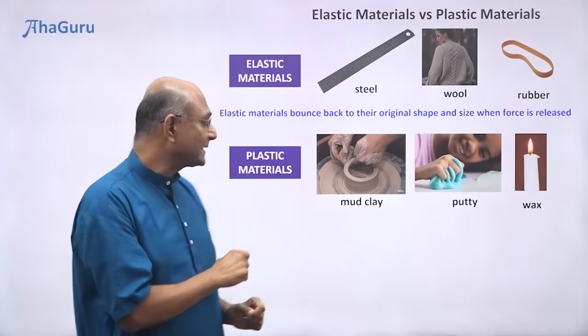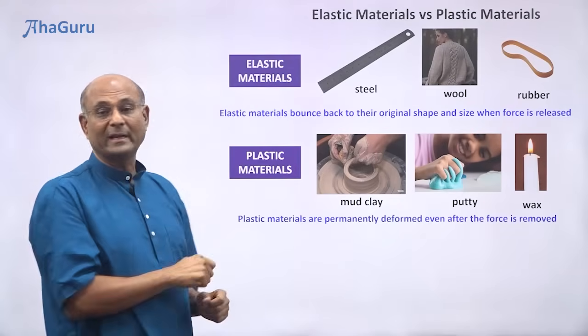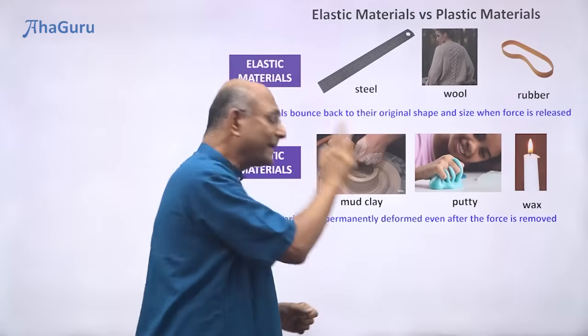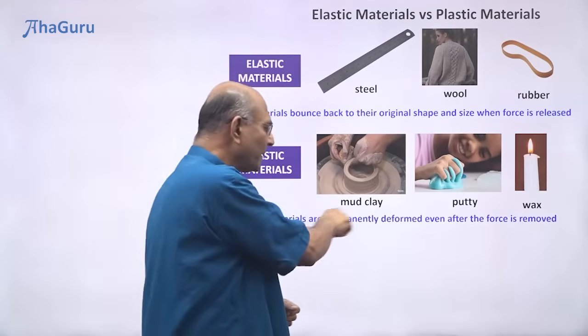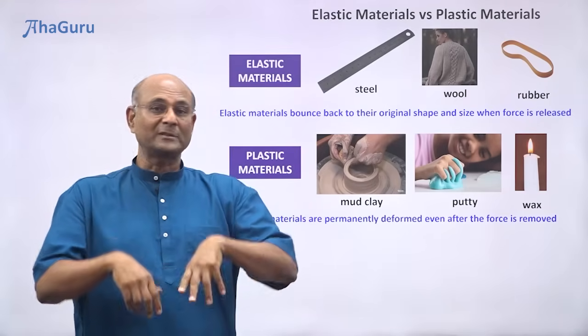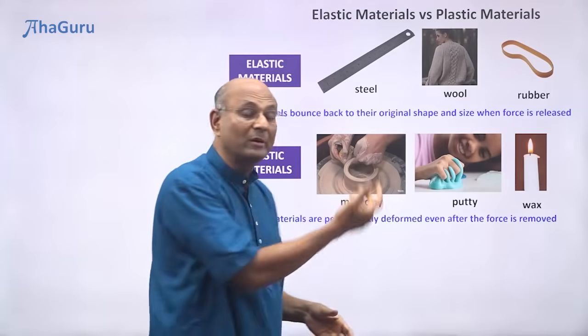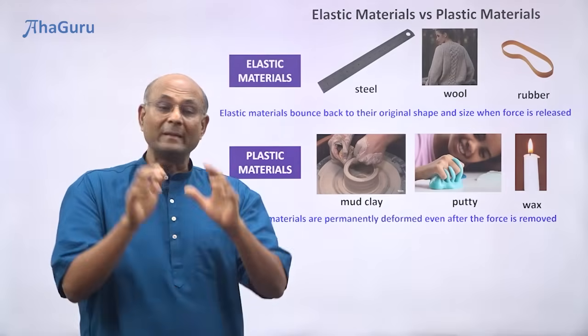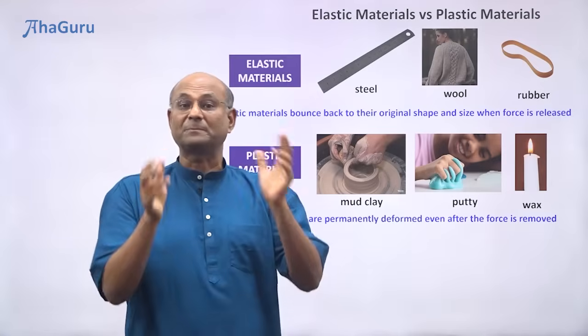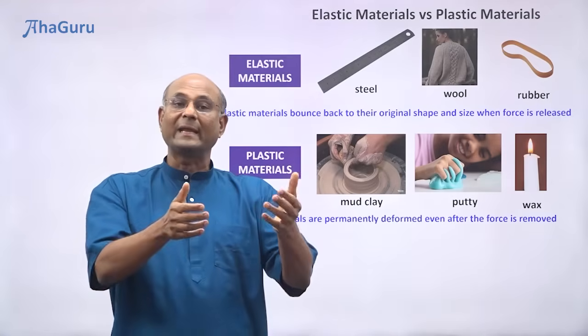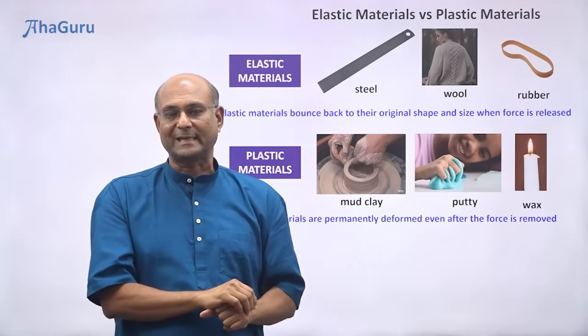So what is a plastic material? A plastic material is the one which gets permanently deformed. What does the word permanently mean? When you're exerting the force, it gets deformed. But after you remove this deforming force, it remains in the new shape. It is permanently deformed. It doesn't get back to its original shape and size.